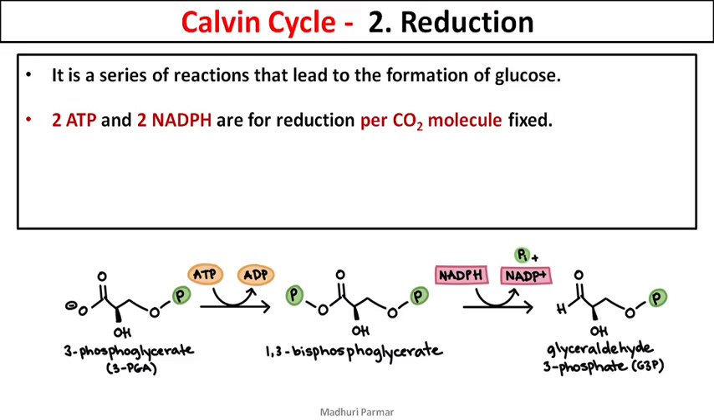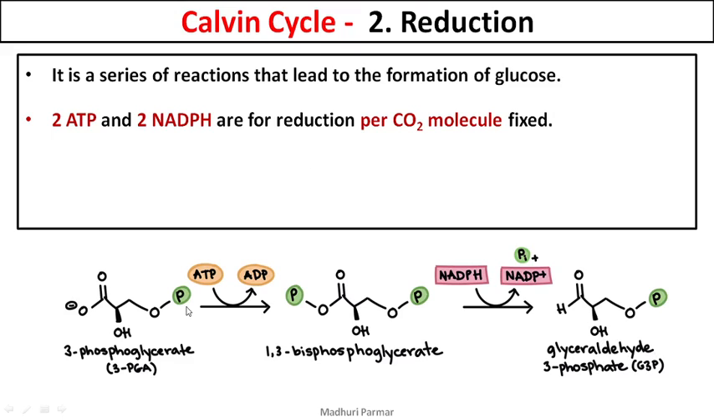Basic chemistry, if you want me to recall, whenever you have carboxylic acid or COOH, on reduction it gives you aldehyde. Aldehyde on reduction gives you alcohol, right? So here what the reaction is happening, this was COOH, so it was a carboxylic acid group. This carboxylic acid group got converted into an aldehyde group. So from 3-phosphoglycerate, it became glyceraldehyde 3-phosphate. Clear? So this is how reduction is taking place.